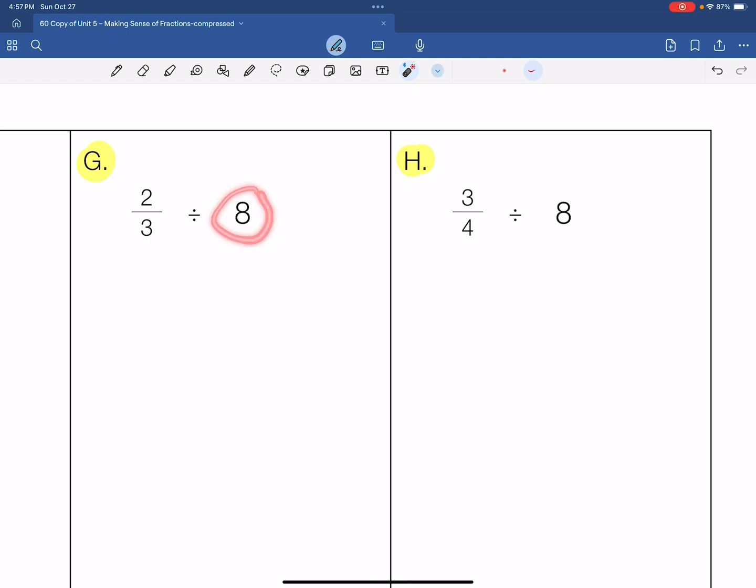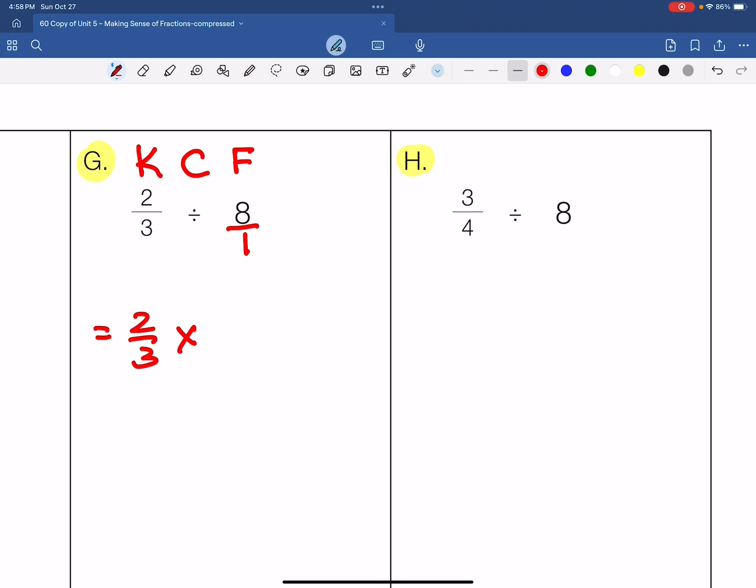We have 8 divided by 2/3. So we need to see how many times 8 fits into 2/3. Divide that whole number by 1 to make it easier to work with. The operation is division, so we're going to use keep, change, flip to rewrite it. So we'll keep 2/3, change division into multiplication, and flip 8/1 into 1/8. And now the operation is multiplication, which is easier than division.